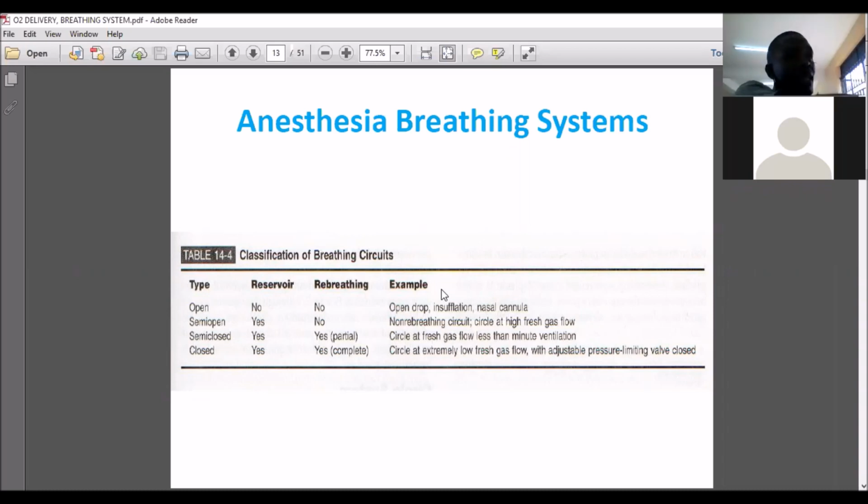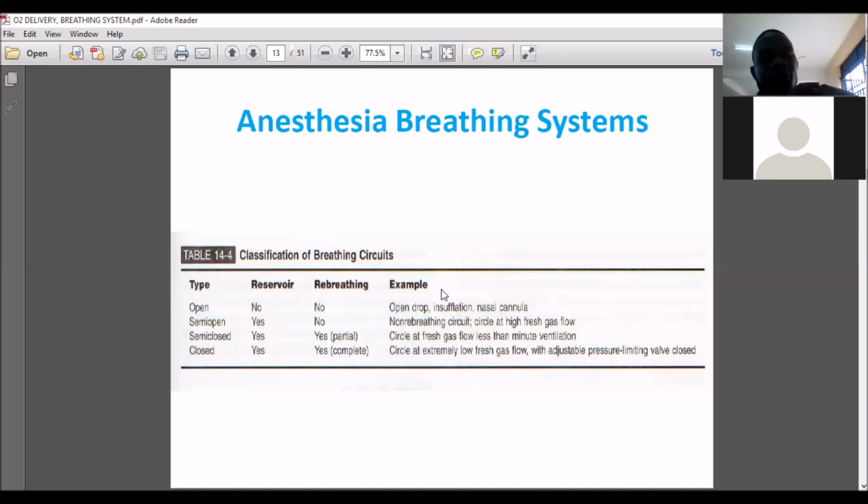A semi-open, yes, you have the reservoir. However, you cannot rebreathe what you've already breathed because I'm giving you a lot of gas. There is no space for the exhaled gas going to the reservoir to come back for you to breathe. That becomes semi-open. Semi-closed, you have the reservoir, and what you breathe out is in the reservoir. But because I'm giving in less fresh gas, you are rebreathing part of what you breathe out. That makes it semi-closed. The closed system, what you breathe out is what you fully breathe in. That becomes a closed system.